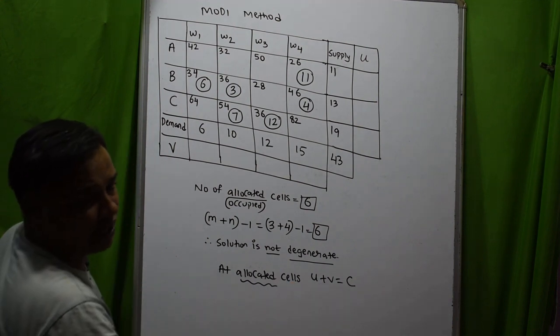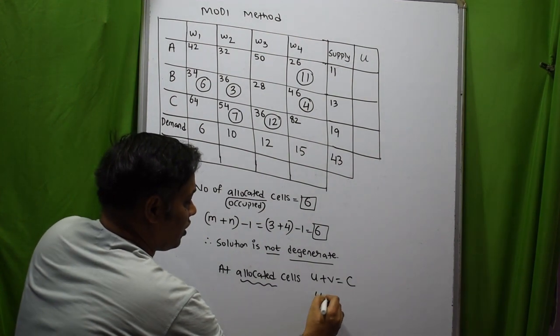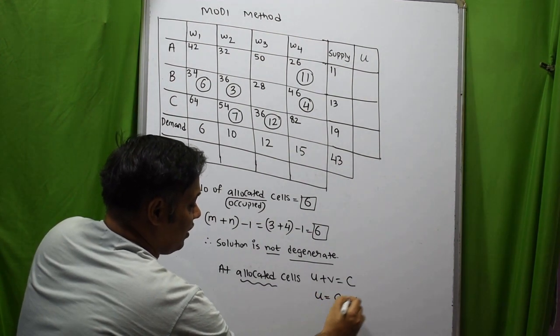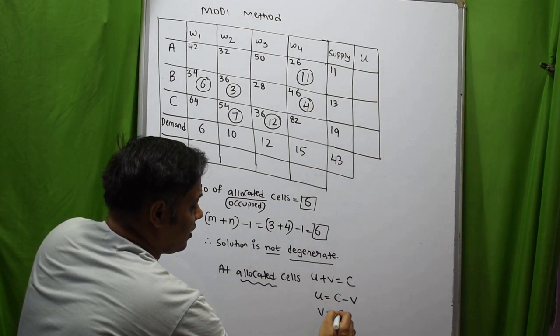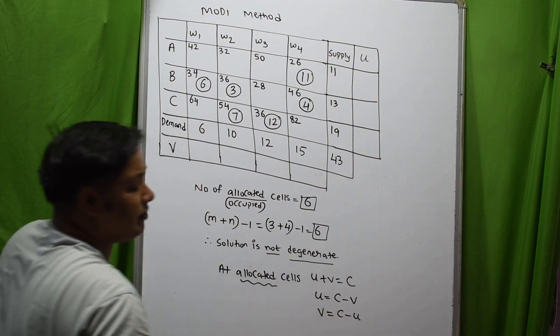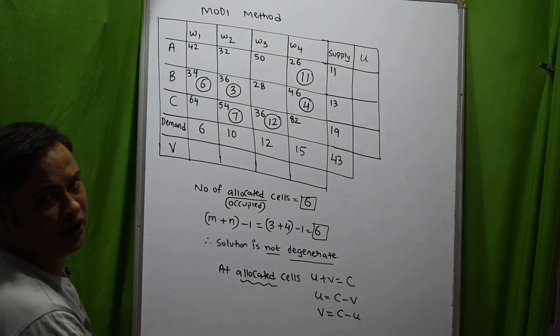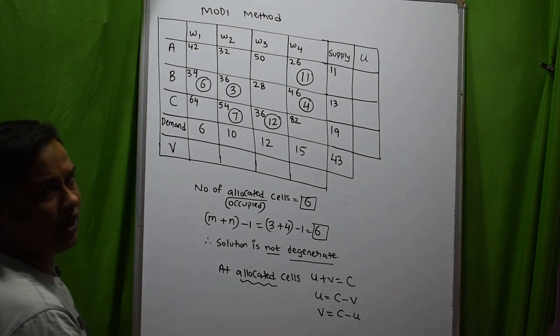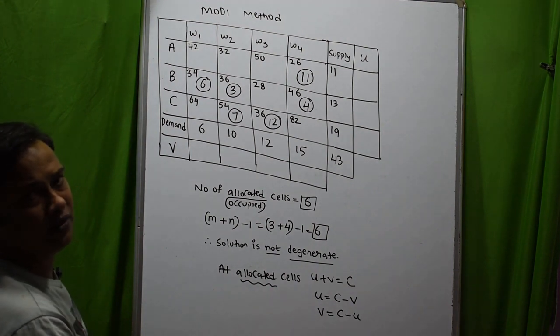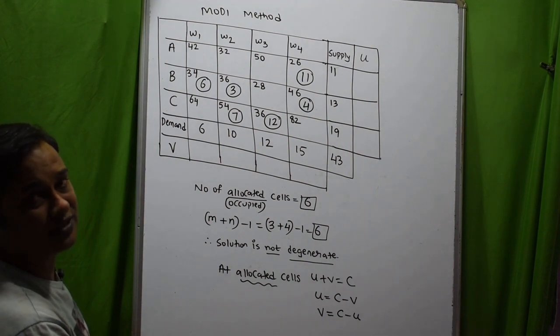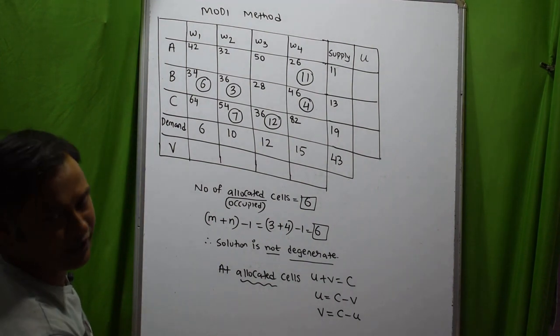So if I need to find out u, I can write c minus v. If I need to find out v, I can write c minus u. This is the basic formula I am going to use to calculate u and v first. Once we are done with u and v, then we are going to calculate something else for the unallocated cells.